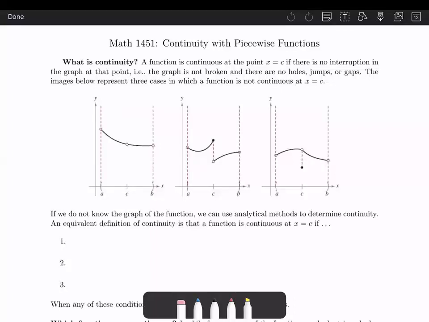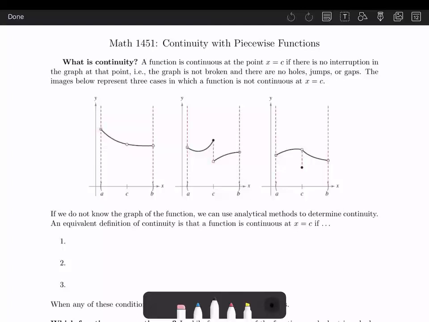So if we look at this first graph, there's a hole. If we're trying to trace this graph, I'll do it in this highlighter, we would have to pick up our pen at that point. For the second graph, we have a clear jump where we have to completely pick up our pen and move it down. And then again here, we have to pick up our pen, go down, and then continue down below. So there are these three cases in which we can have a function that's not continuous.